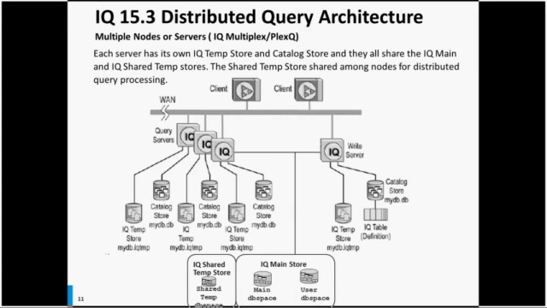In 15.3 of IQ, we added the distributed query process. So now that we can distribute a single query across multiple nodes within a multiplex, we then add a feature called the IQ shared temp store. This is used to share the results and merge the results of the distributed query back together. Again, this is a single store that's shared across all the different servers in a multiplex.